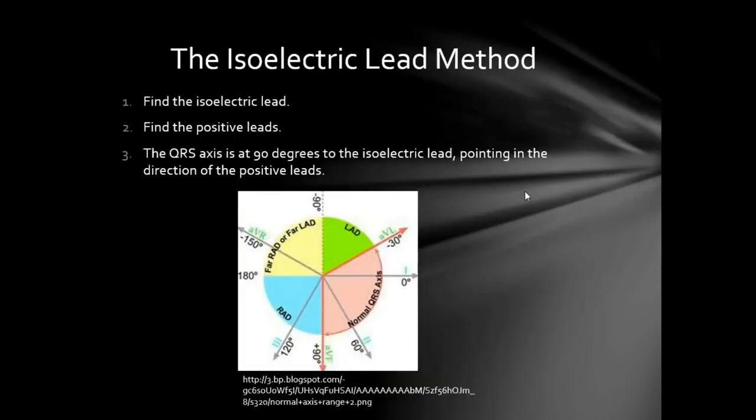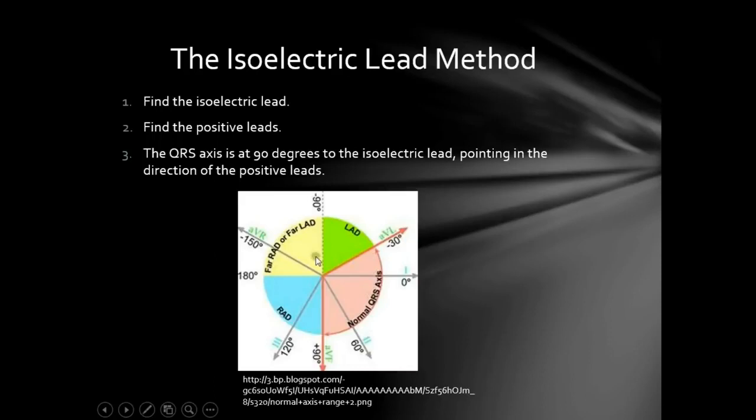Then we would be using the second method, the isoelectric lead method. And it's pretty simple. The first thing is that you need to find the isoelectric lead on the ECG. And the second thing is to find the positive leads, and the cardiac axis will be towards the positive leads. For example, let's say the isoelectric lead was AVL on the ECG. So your cardiac axis must be perpendicular to the AVL. It has to be at 90 degrees. So the cardiac axis will be either pointing to positive 60 degrees or to minus 120 degrees.